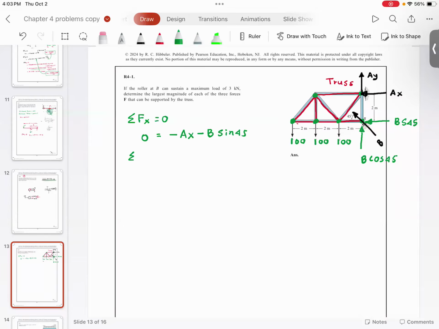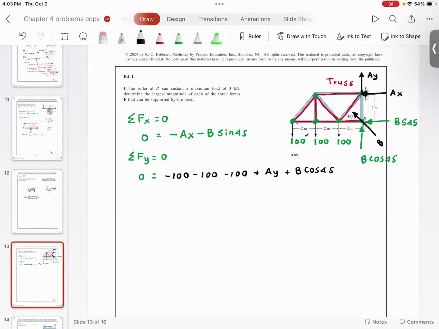Summation of forces in y direction is equal to 0. So let's look at the forces. I have 100 newtons going down, minus 100, three times. And then I have two forces going in the vertical direction. First one is AY, and second one is B cosine 45. Do you agree with me?